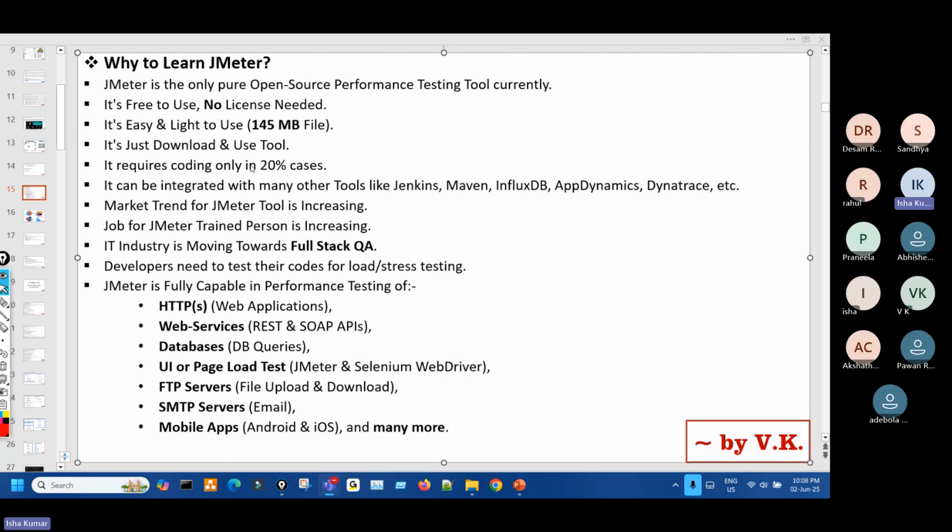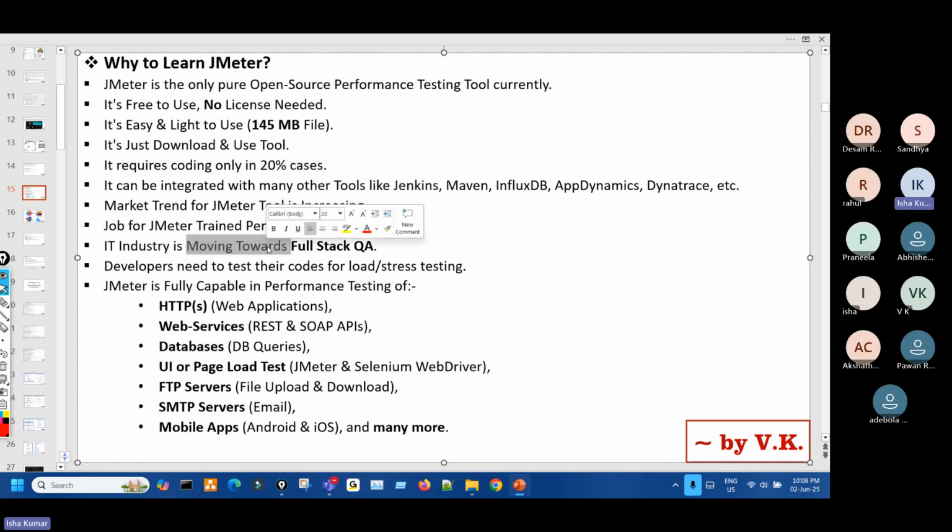Now, as I said, only in 20% of cases coding will be required. And this can be integrated with many other tools like Jenkins, Maven, InfluxDB, AppDynamics, and others. So integrations are there. And the market trend for the JMeter tool is increasing, and so jobs are also increasing.